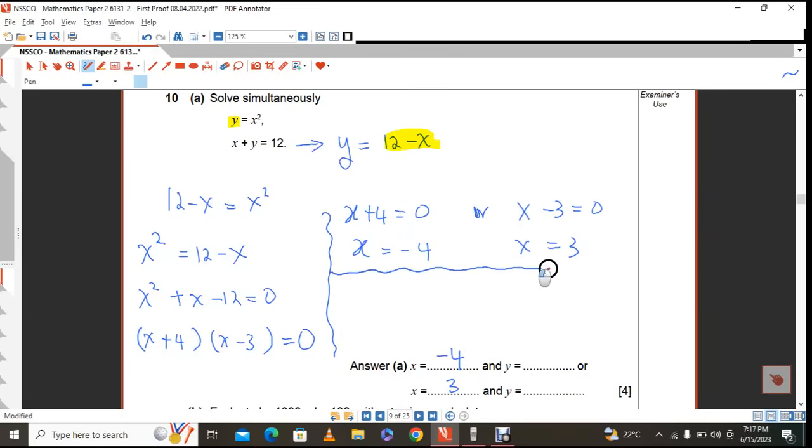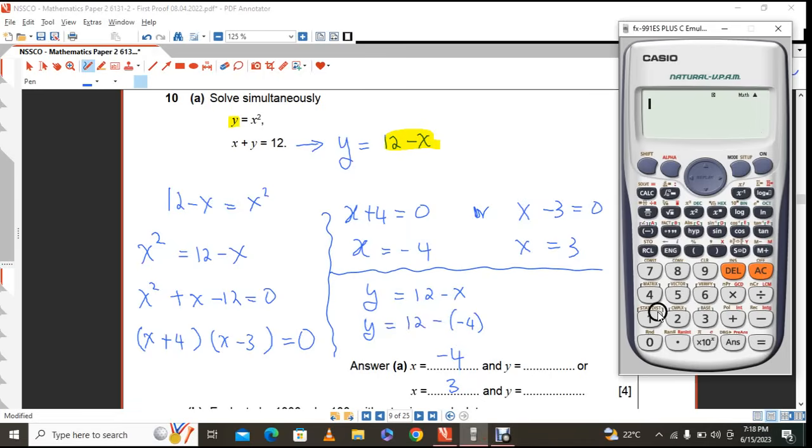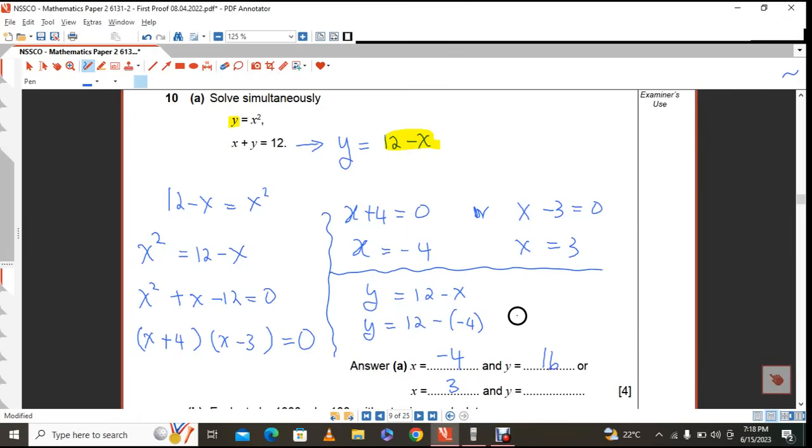Now, let's go back and bring y equals 12 minus x back, or the other one, depends on you, in order to find the y value. So when x is equal to negative 4, and you must be very careful, you see what I did there, this is going to become 12 minus negative 4, and it's very important that you don't make mistakes with your signage, because you can easily make an error. Then this answer is 16.